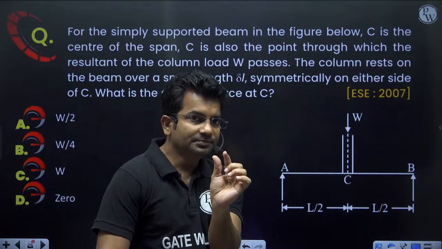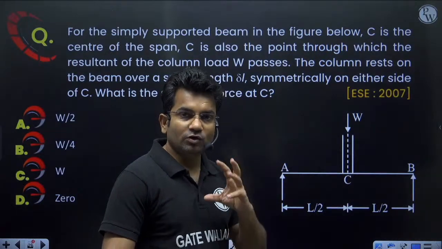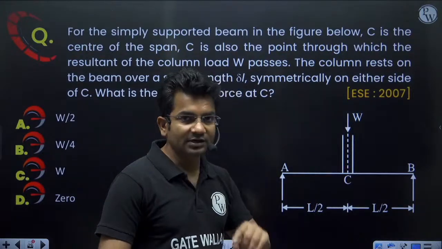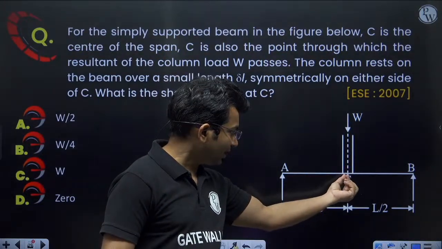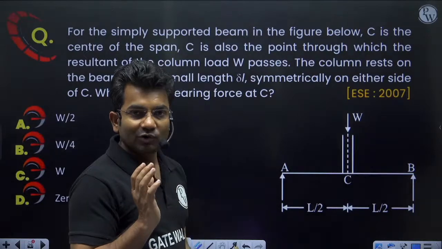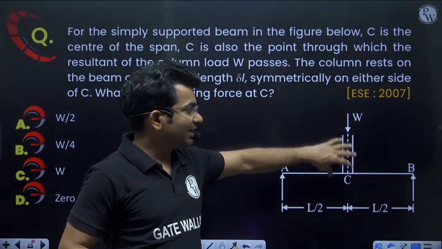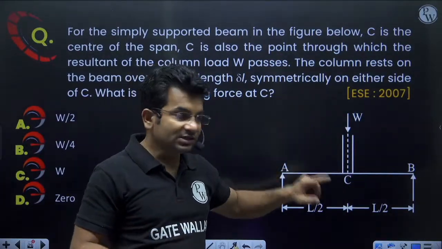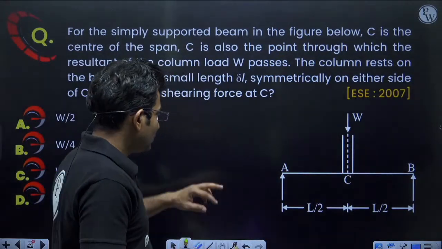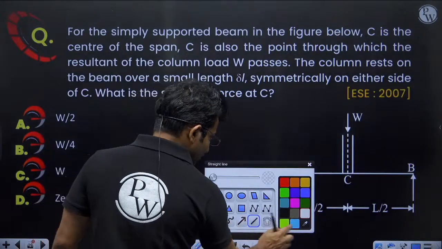So this column area will be very small. Column area will be very small, but the load will be high. So generally the column load is taken as a point load. Generally we take the column load as a point load, but in this question they have shown the column with some dimensions, meaning they have not neglected the dimensions of the column. But generally if the column is acting like this, we consider it as a point load. But in this case, this load W is acting over some area.